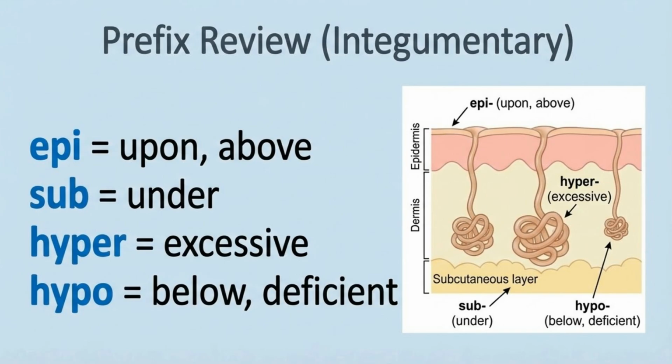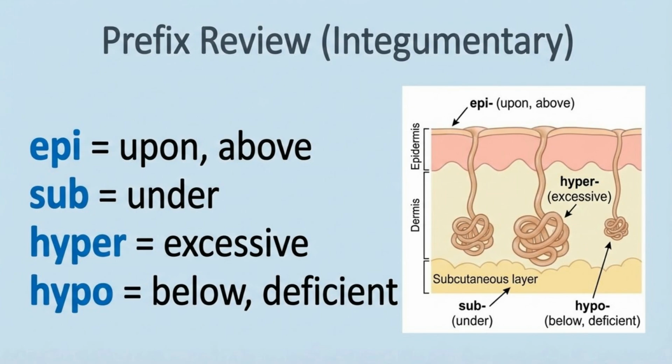These prefixes are commonly used in integumentary terminology and help describe location and severity. The prefix epi, meaning upon or above, is used in the term epidermis, which refers to the outermost layer of the skin. The prefix sub, meaning under, appears in subcutaneous, describing tissue located beneath the skin.